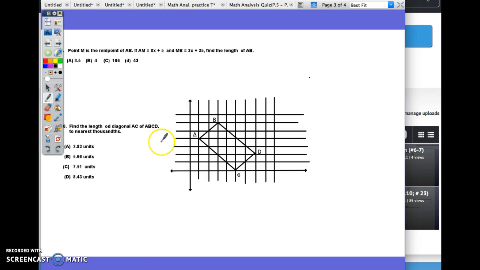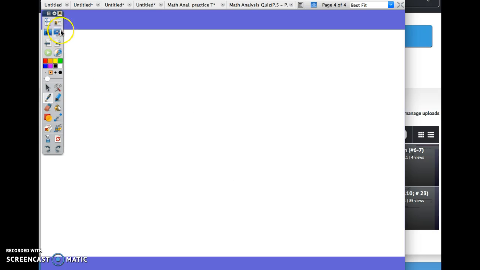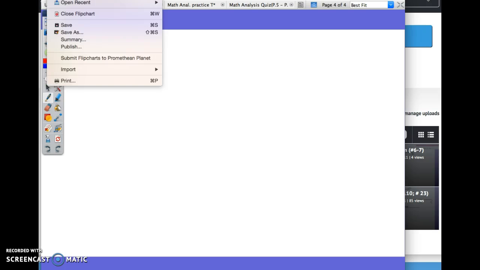Okay. This one would be a distance formula. Again, find the length of the diagonal from A to C. Diagonal AC. Yeah, so distance formula, we already did one like that. So let's see if we can pick up some other types that would be useful to you for the exam.